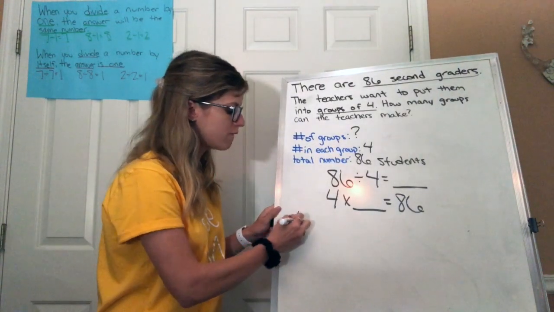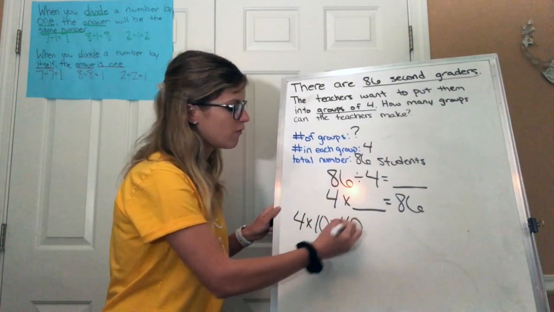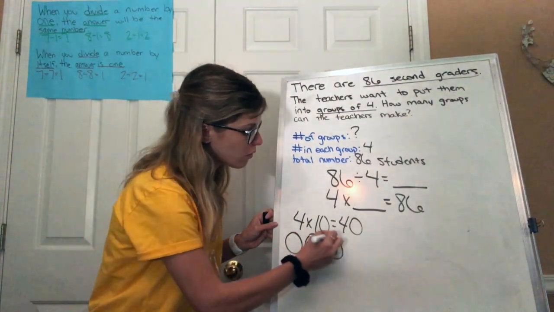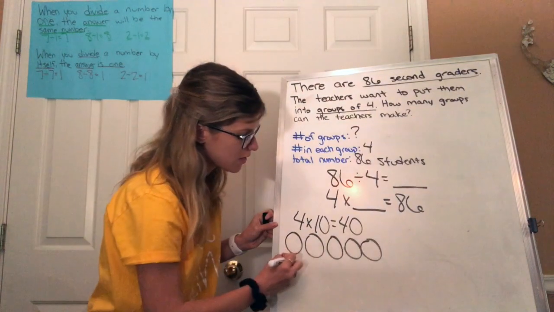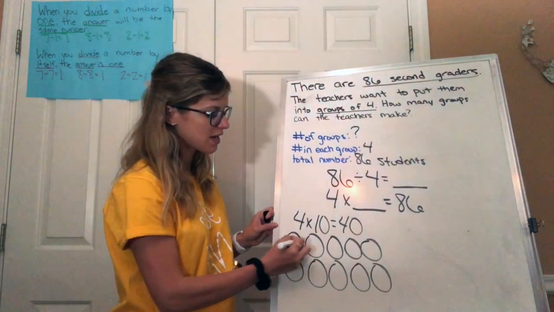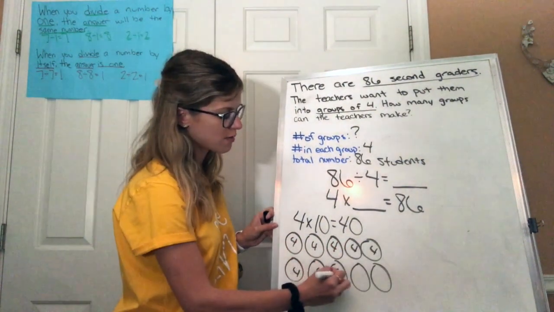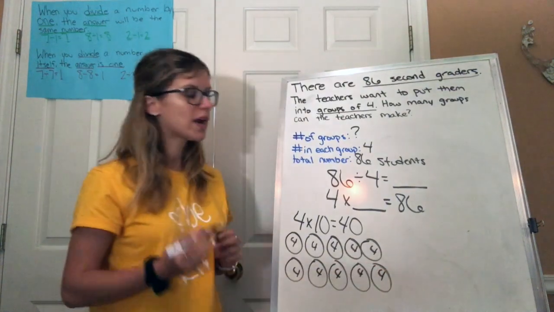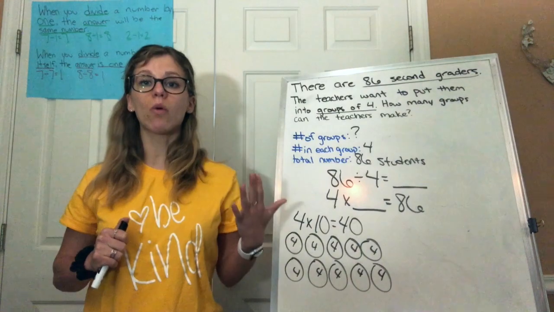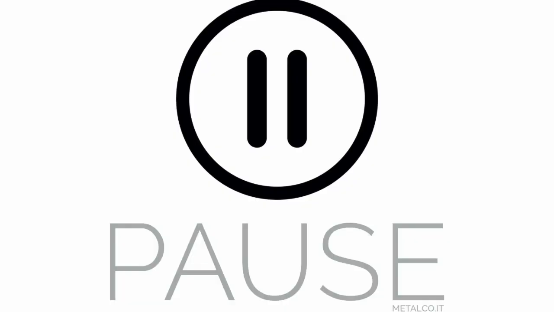So I know that 4 times 10 is equal to 40. So that means that I can make 1, 2, 3, 4, 5, 6, 7, 8, 9, 10 groups, and each of these has 4. And I get to 40, because 4 times 10 is 40. But I need to get to 86. So pause me and think, I can keep going. What else can I figure out that will get me to 86?